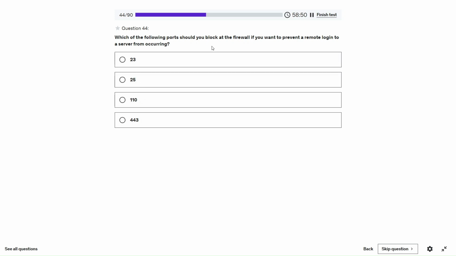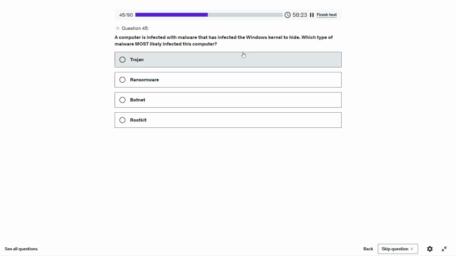Which of the following ports should you block at the firewall if you want to prevent a remote login to a server from occurring? So 443 is HTTPS, 110 is POP3, 25 is SMTP, 23 is Telnet. So tunnel only creates a tunnel to communicate, but it's unsecure.